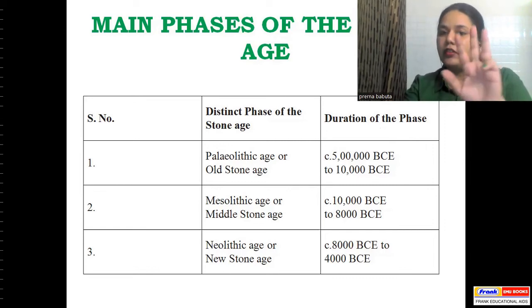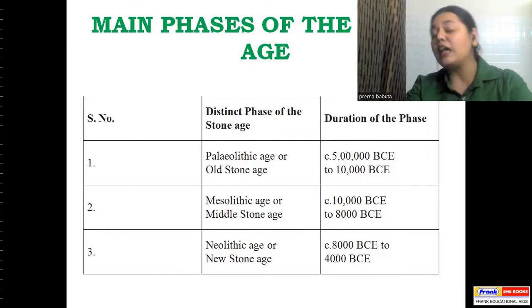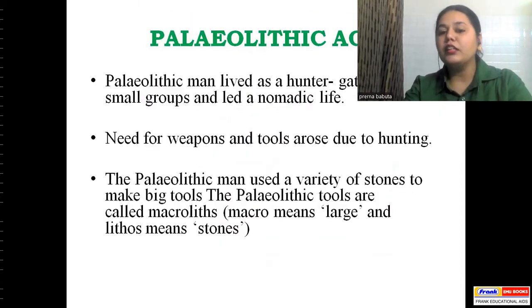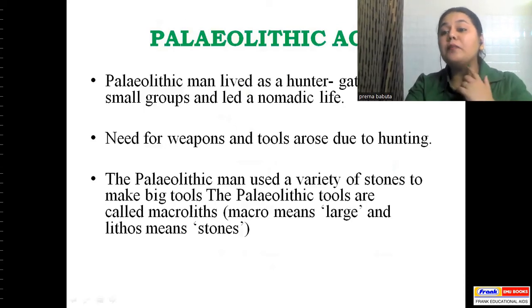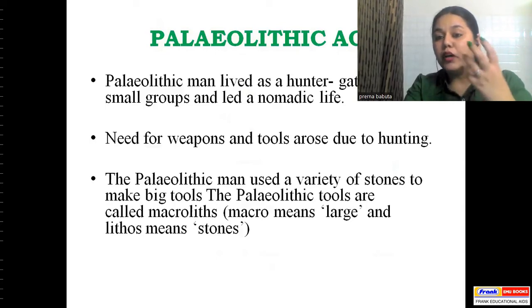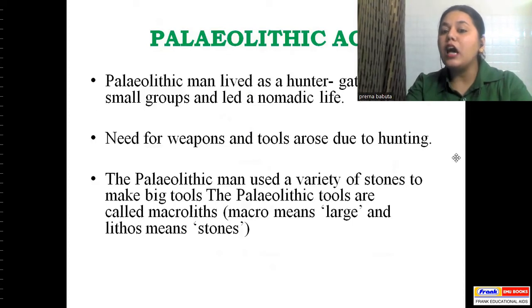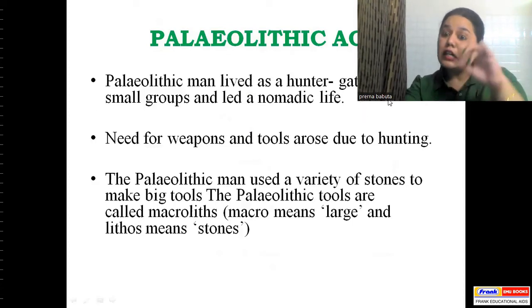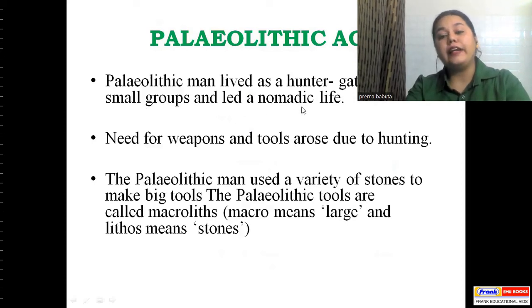So the three main phases are Paleolithic, Mesolithic and the Neolithic. So let us start with the first phase of the Stone Age. When I talk about the Paleolithic age, first let us understand what kind of man lived in this age. The Paleolithic man was a hunter-gatherer, the early man as we call it, living in small groups and leading a nomadic life.